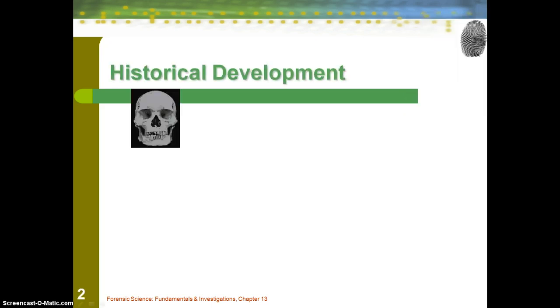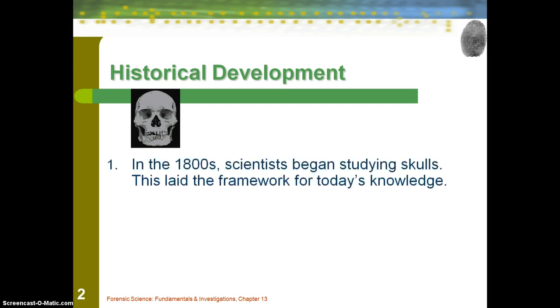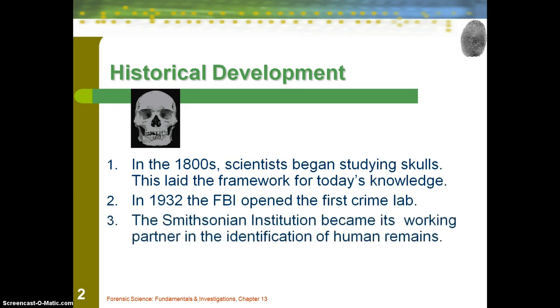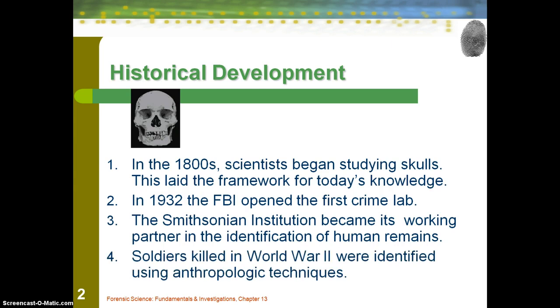We start with a historical development here. In the 1800s, scientists began studying skulls, and this laid the framework for today's knowledge. In 1932, the FBI opened the first crime lab, and the Smithsonian Institution became its working partner in the identification of human remains. Soldiers killed in World War II were identified using anthropologic techniques.